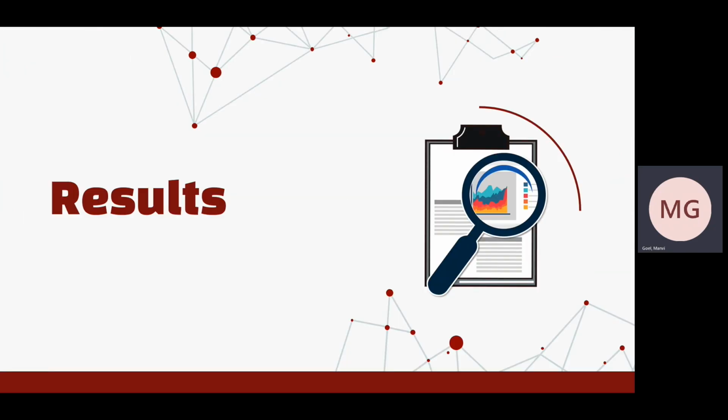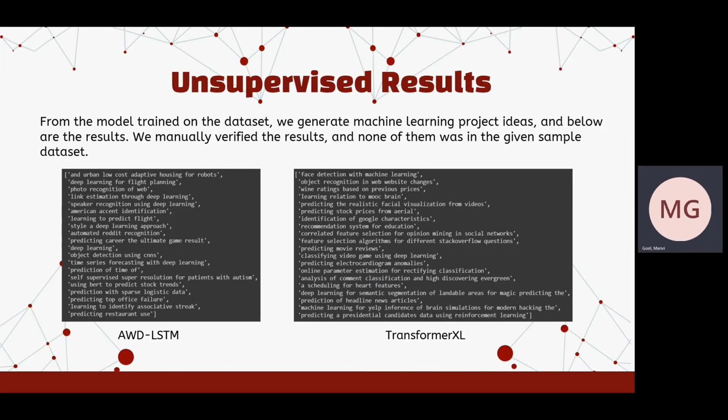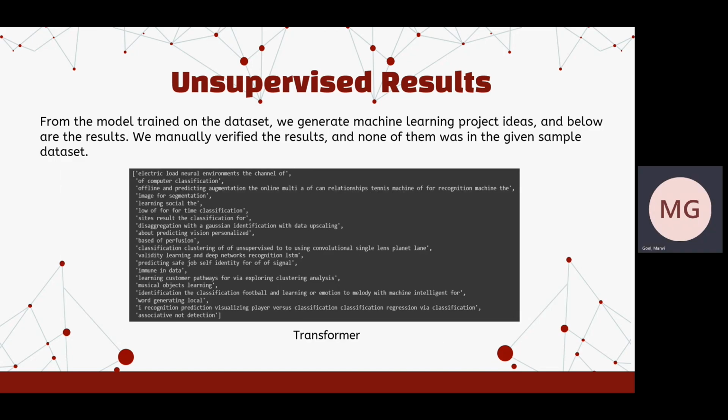Moving on to the results section. After training the model on the dataset, we generated novel machine learning ideas using the AWD-LSTM, Transformer XL, and Transformer models. After manually verifying the results, we observed that none of them was there in the given sample dataset. The slide here represents the results from the Transformer model.